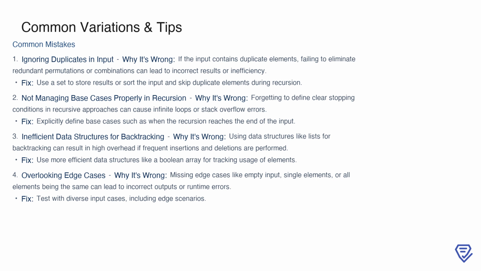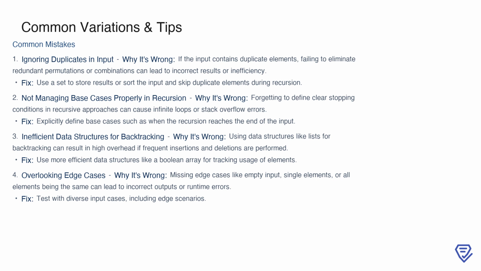Next, not managing base cases properly in recursion is another frequent issue. Without clearly defined stopping conditions, your recursion could end up causing infinite loops or even a stack overflow error. The solution here is to explicitly define base cases, like when the recursion reaches the end of the input. Another mistake is using inefficient data structures for backtracking. For instance, relying on lists for frequent insertions and deletions can be slow and increase overhead. Instead, a more efficient approach would be to use a Boolean array to track which elements are being used.